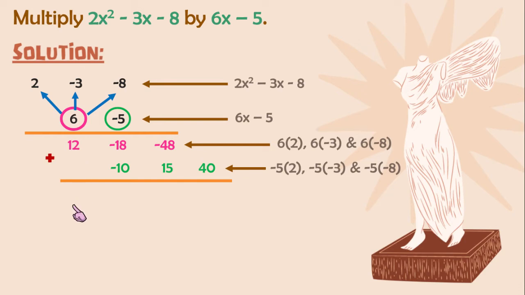So just bring down 12. Negative 18 plus negative 10, that's negative 28. Negative 48 plus 15 is negative 33. And then bring down 40.